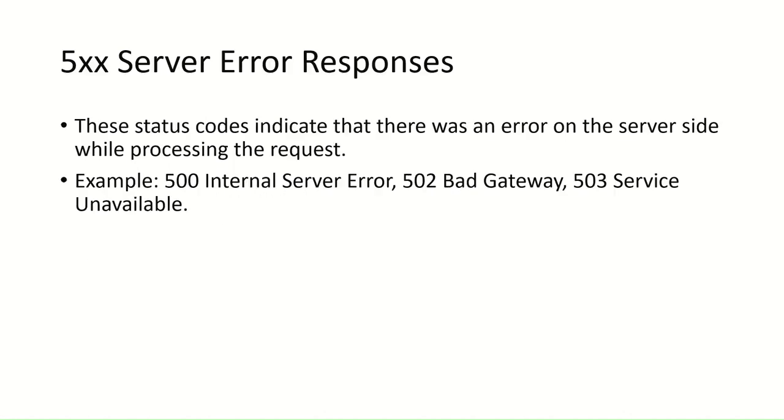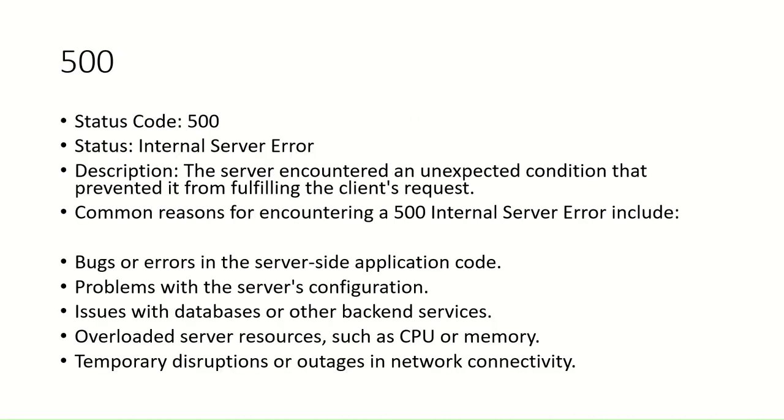Now let me go to the next family of HTTP status codes, which is 5xx, which is server error responses. This status code indicates that there was an error on the server side while processing the request. So simply this includes all the errors coming from the server side. Examples: 500, which is internal server error, 502, which is bad gateway, and 503, which is service unavailable. So let me discuss the 500.